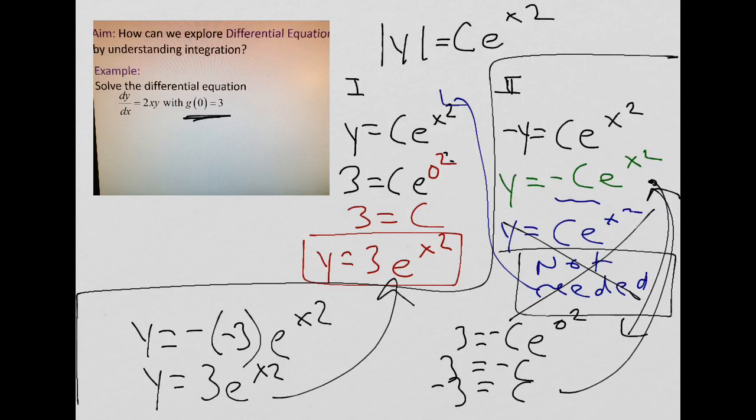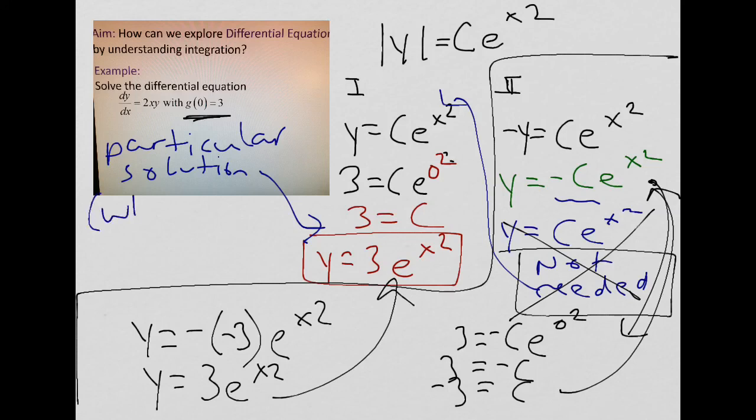So that's pretty much it. I just want to go over, so our general solution is with C in it. And then once we're able to plug in our initial value, we get what's called a particular solution. And I think you're good to go. Let me know if you need help with any practice problems. Good luck.